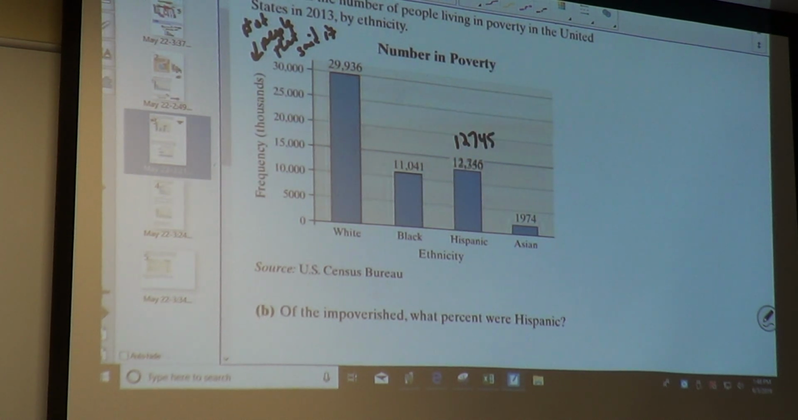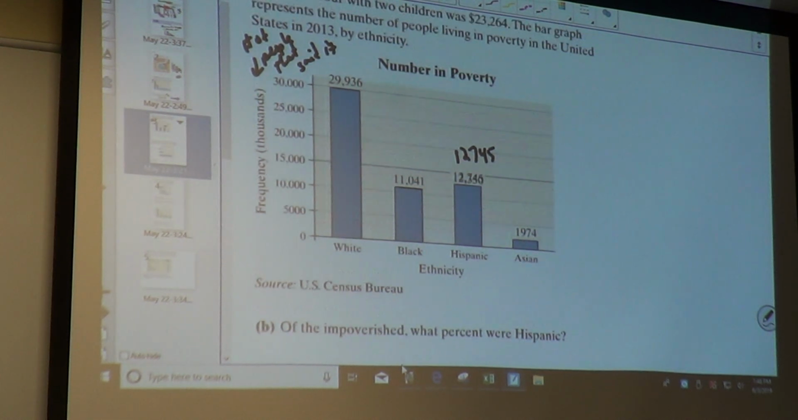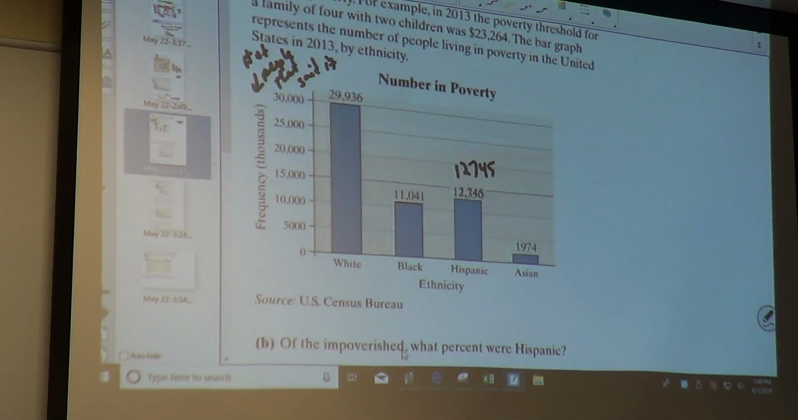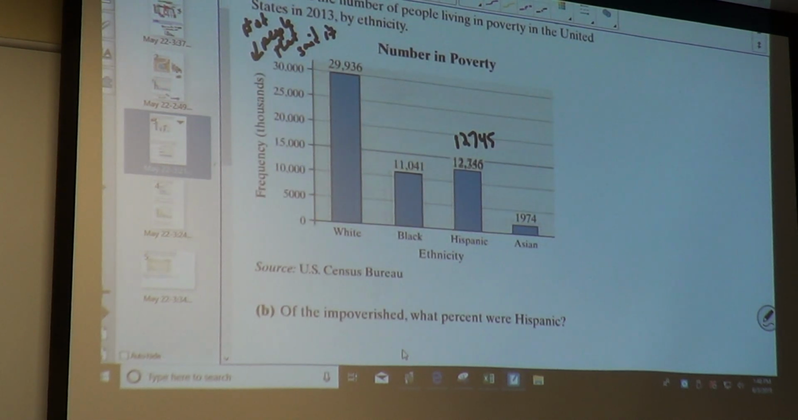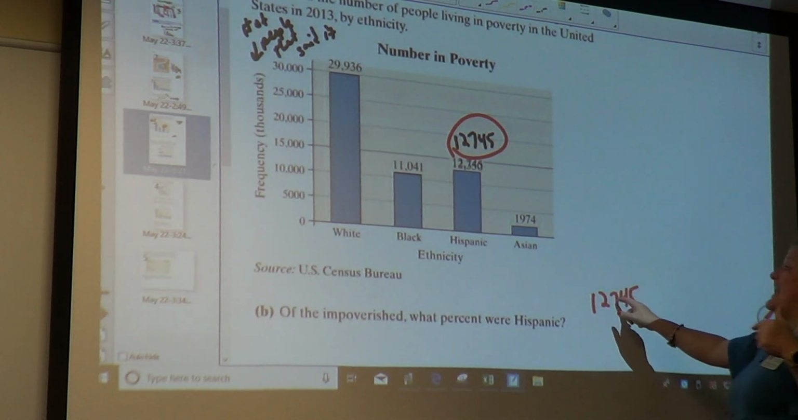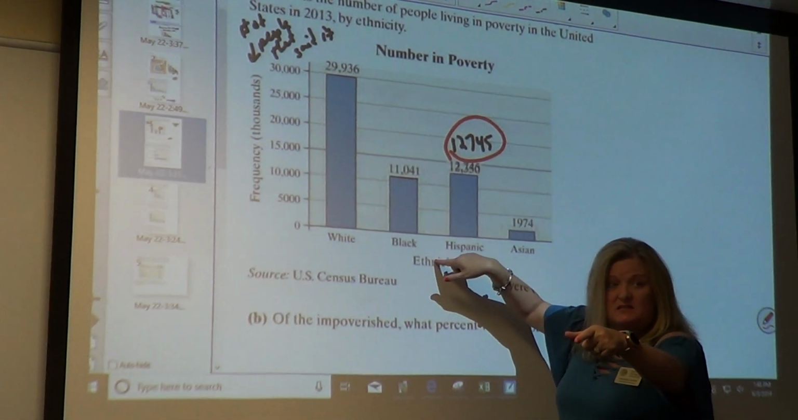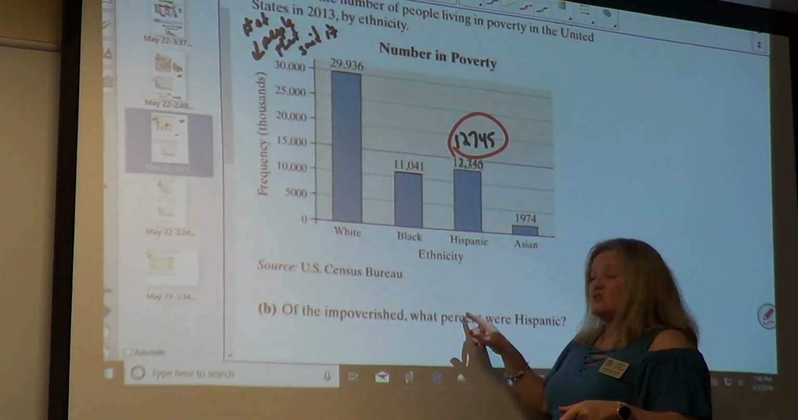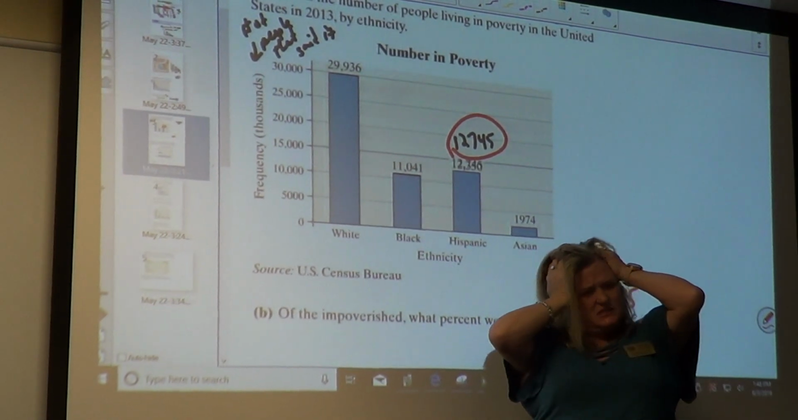All right. Of the impoverished, what percent were Hispanics? Of the impoverished, what percent were Hispanics? 12,745. Okay, so do we agree that the Hispanics were 12,745? Is that the answer? That's the number, that's not the percentage. That's the number of people who said Hispanics. We need the percentage. So how do we find percent?